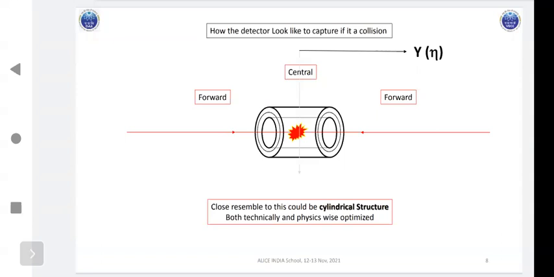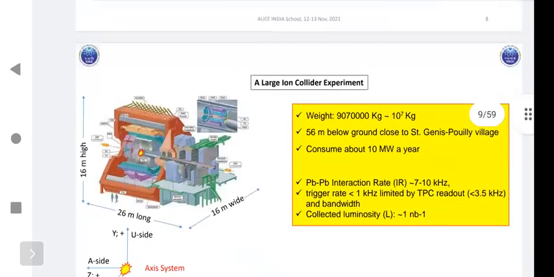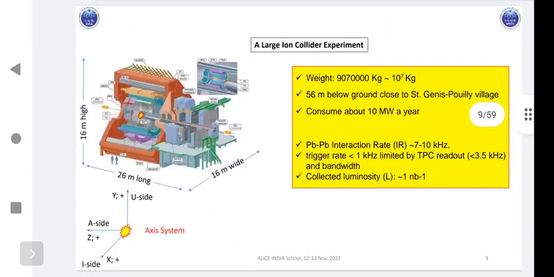So in terms of rapidity, about this zero, this center, this is the central part, and either side from this central part is the forward. Okay, good. So now let us look at the ALICE experiment.